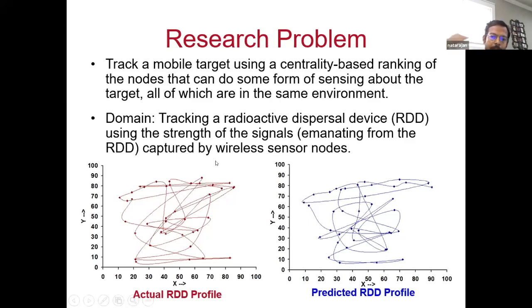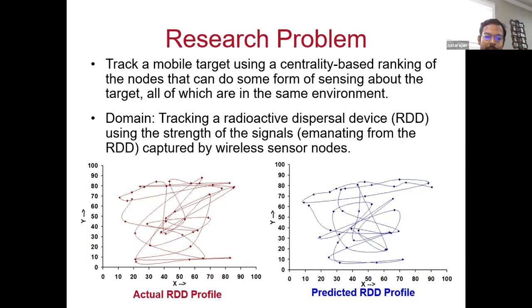We do this using the signals that are emanating from that device. We'll call the device a radioactive dispersal device, or RDD. The signals emanated from this RDD are going to be captured by the sensor nodes. If the RDD is within the neighborhood of some sensor nodes, the signal strength captured by those sensor nodes is going to be relatively larger compared to the nodes around which the RDD is not there. We are then going to build an adjacency matrix based on the signal strength and compute the eigenvector centrality of the sensor nodes. The sensor nodes that have a larger eigenvector centrality are essentially going to be the ones that are around the RDD. And then we are going to predict the location of the RDD over time.